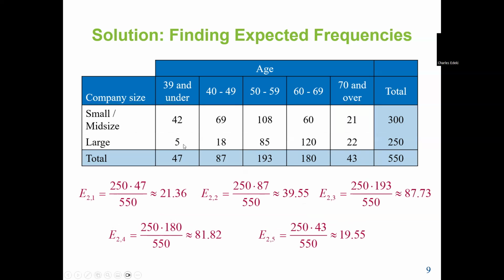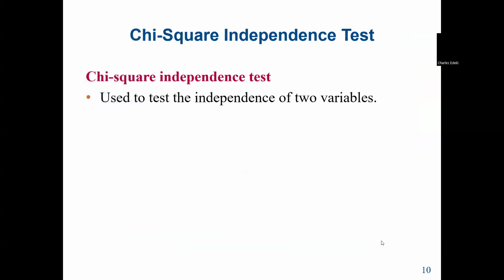250 times 47 divided by 550. 250 times 87 divided by 550. Then 250 times 193, which will be between 50 to 59. The column is 193 divided by 550. Then 250 again times 180 divided by 550. Then 250 again times 43 divided by 550. So this is how we find the expected frequency.